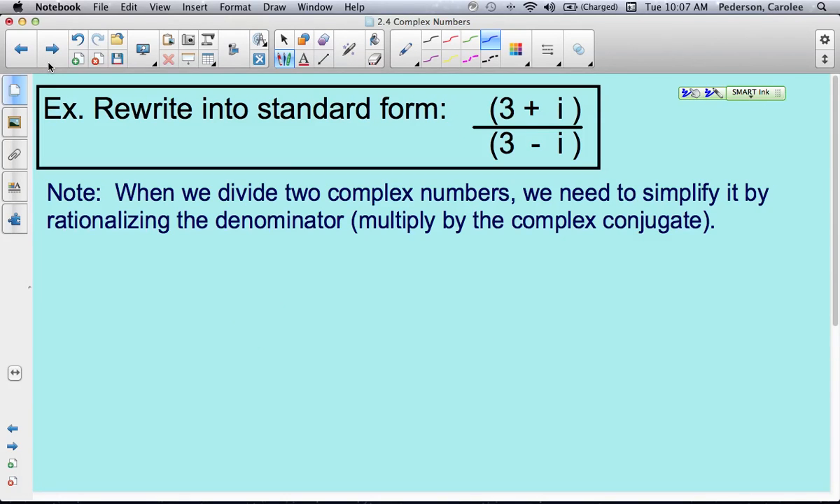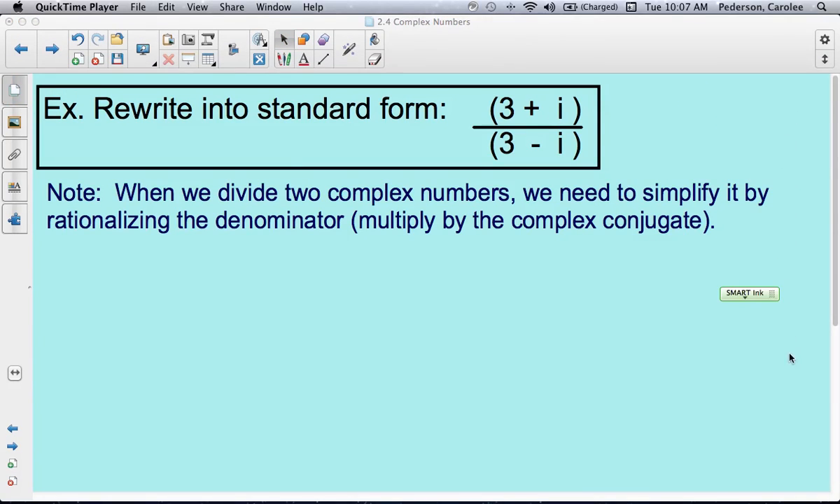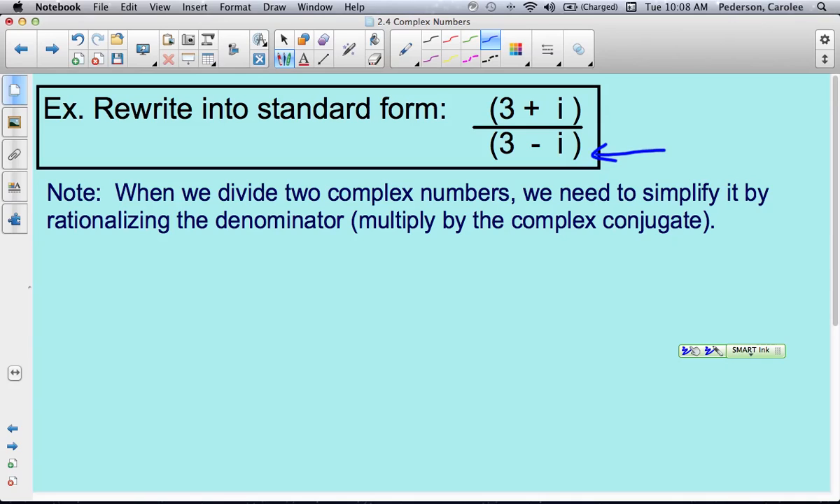All right, that's what's leading us to this question. When we divide complex numbers, we cannot leave an answer in standard form if we have an imaginary number in its denominator. It's not considered proper. So what you do is you look at the denominator and you multiply the numerator and the denominator by the conjugate.